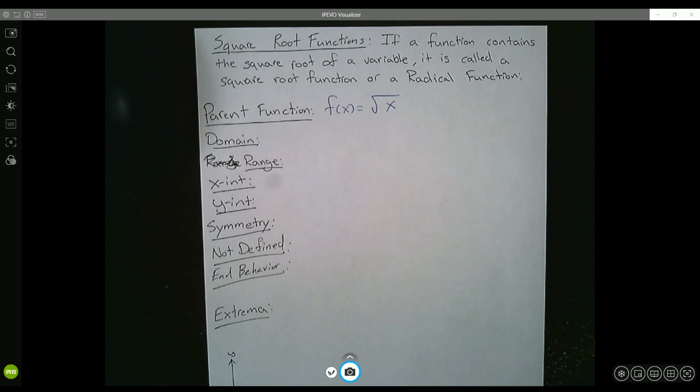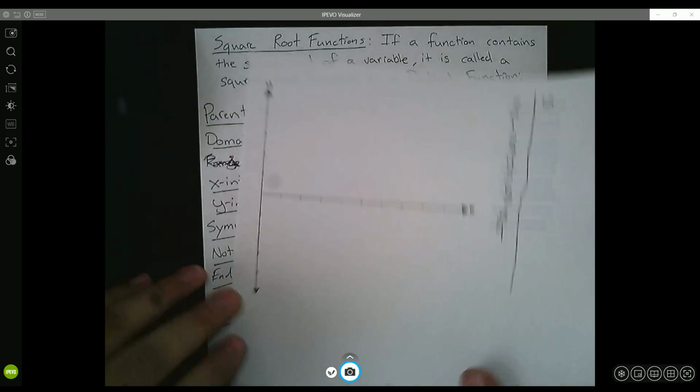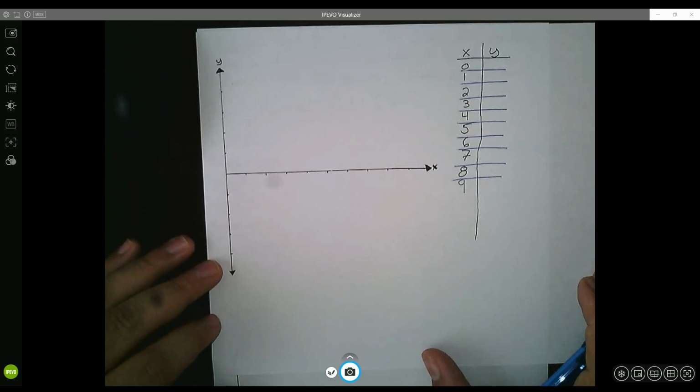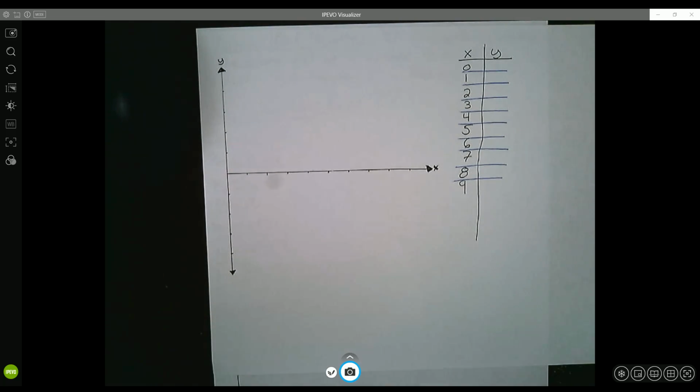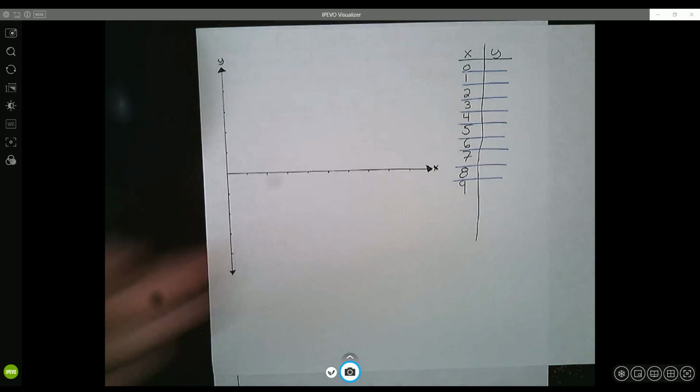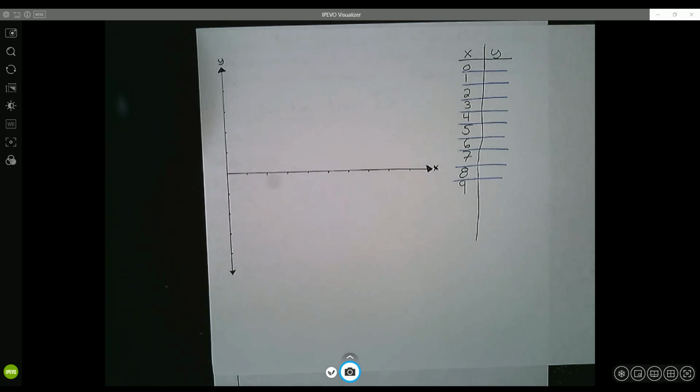Now, before we can define all these characteristics of it, so domain, range, x-intercept, y-intercept, symmetry, end behavior, and extrema, we first need to be able to graph this function. So in order to graph it, we're going to look at this right here. As you can tell, we have our graph and we have our table on the side of it. So we need to first define the table so we can get our coordinates.